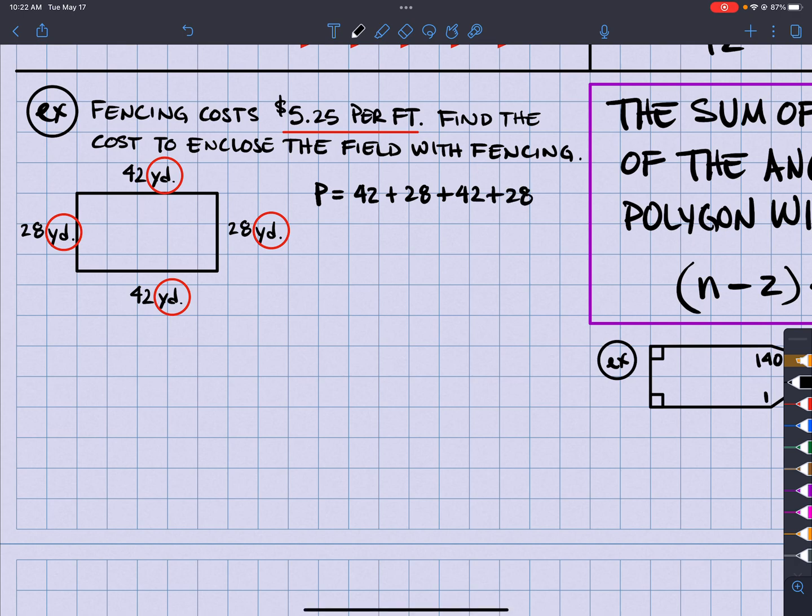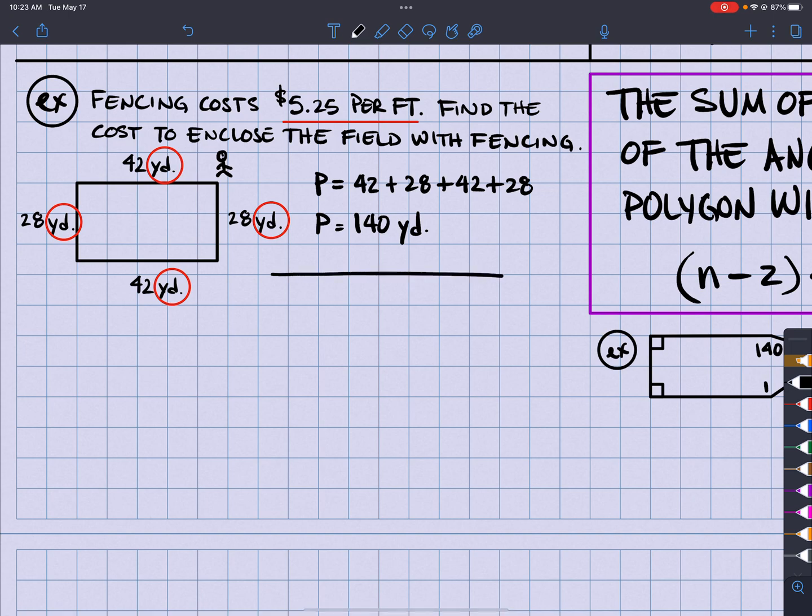Meaning, let's say if I started walking right here, and I just start walking, I walk 42 yards, then 28 yards, then 42 yards, and 28 yards. So I've walked the perimeter of that field, okay? So the perimeter here is going to be, let's see, 42 plus 28 plus 42 plus 28 is going to equal 140 yards.